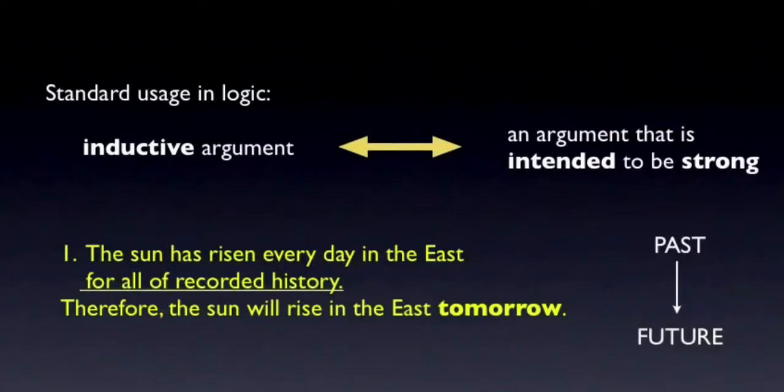So this inference from the past to the future is inductive, and most of us would say that it's a strong inference. But notice that it's not an argument from the particular to the general. The conclusion isn't a generalization, it's a claim about a particular event, the rising of the sun tomorrow. So this kind of argument wouldn't count as inductive under the standard science definition, but it does count under the standard logical definition.